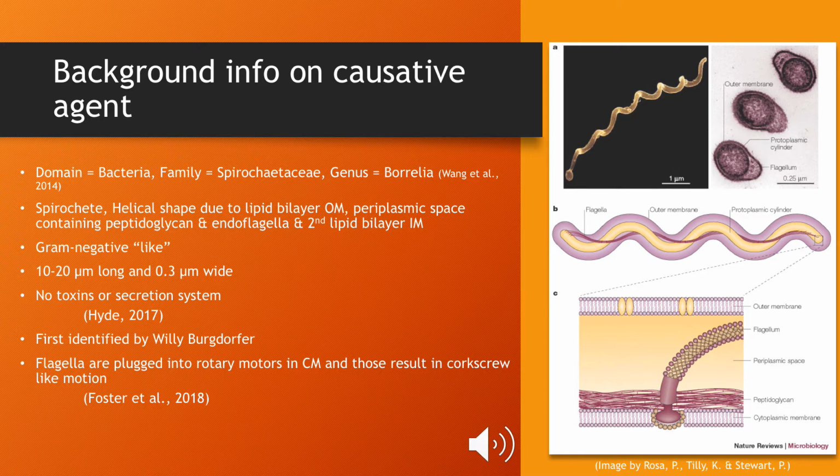The flagella that I mentioned earlier are plugged into rotary motors in the cell membrane, and those result in the corkscrew-like motions, just like we learned in the lecture a few weeks ago. On the right side, you can see a nice picture under B, where you can see the flagella in the agent and then the outer membrane.